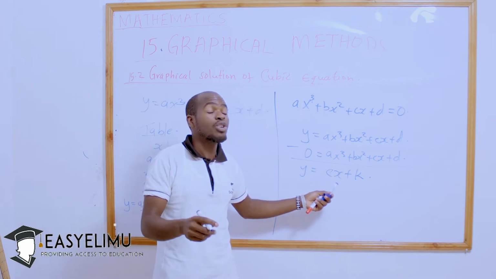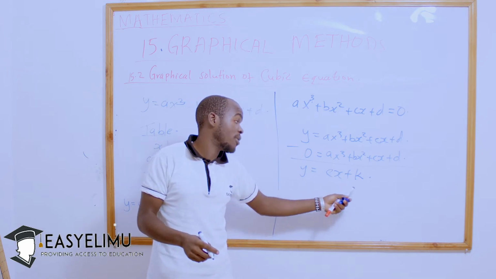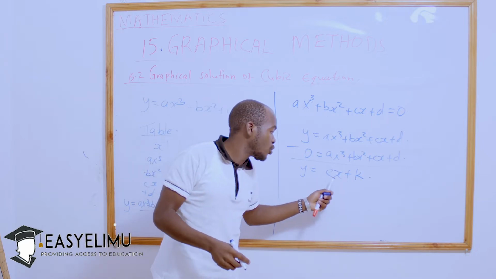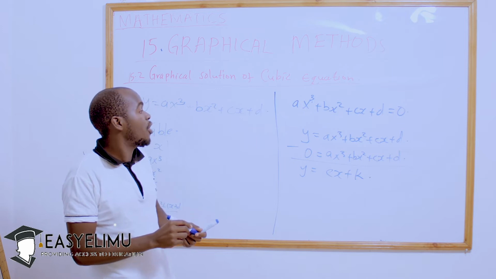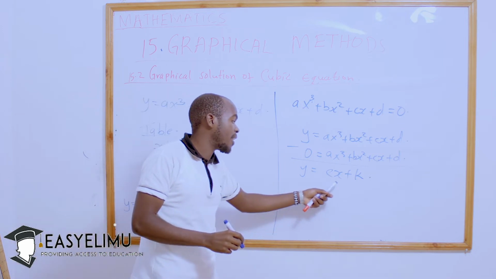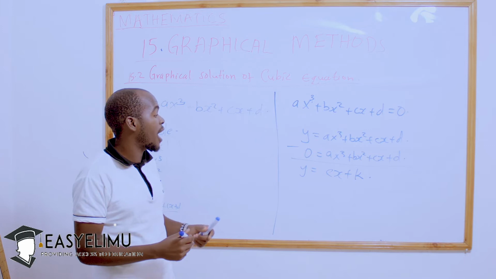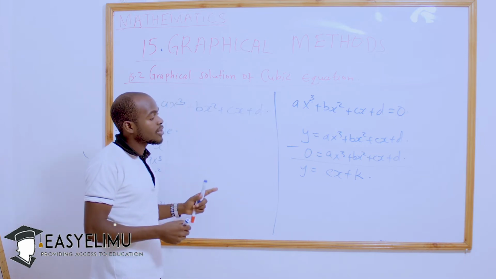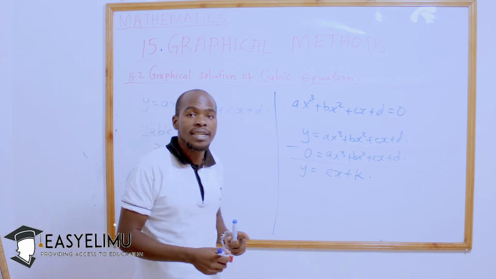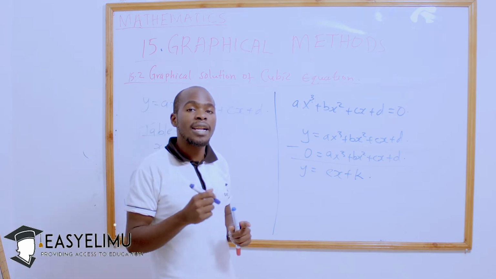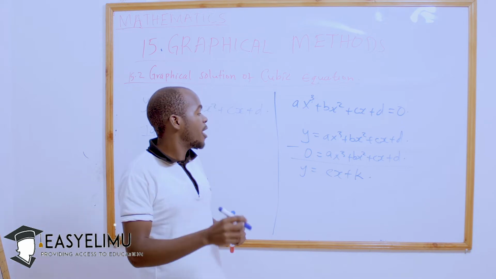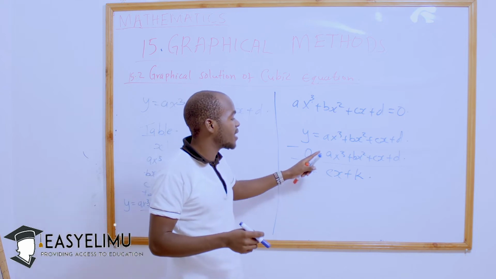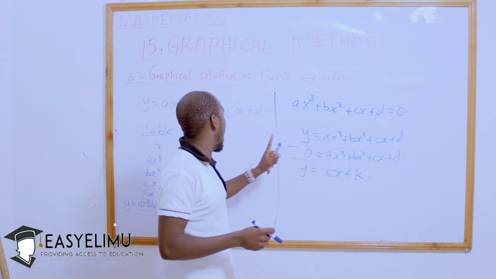You may construct the table of this, or you may just construct the line, because this one is a little bit easier. So you will be required to construct this line on that graph. This is a linear function, and when constructed on a graph, it will give you a straight line. That straight line will still cut your curve. The point where the straight line cuts the curve is the solution of the given equation.